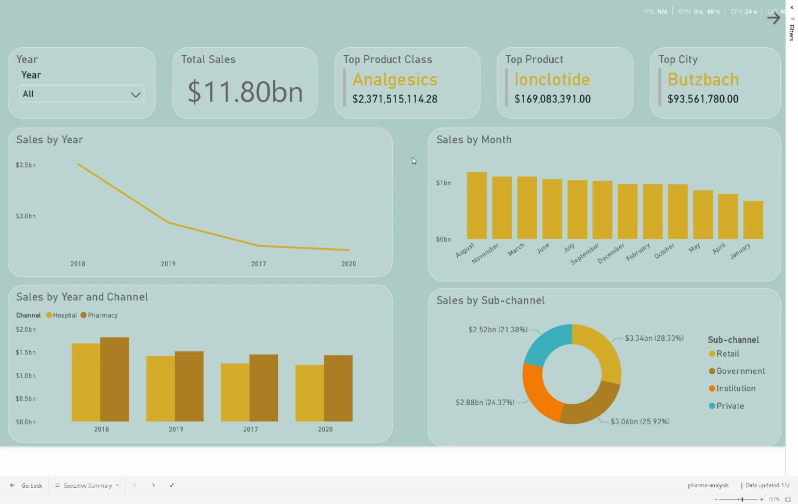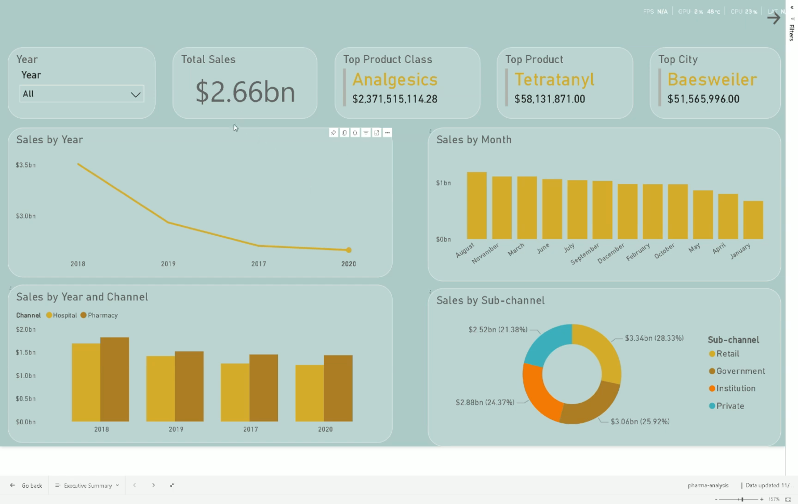Moving to the line chart, which is labeled here as sales by year, we see a downward trend from 2018 to 2020, in which I have taken x-axis as year and y-axis as total sales. I have aggregated this all using sum. So this downward trend may be an indicator of increasing competition.